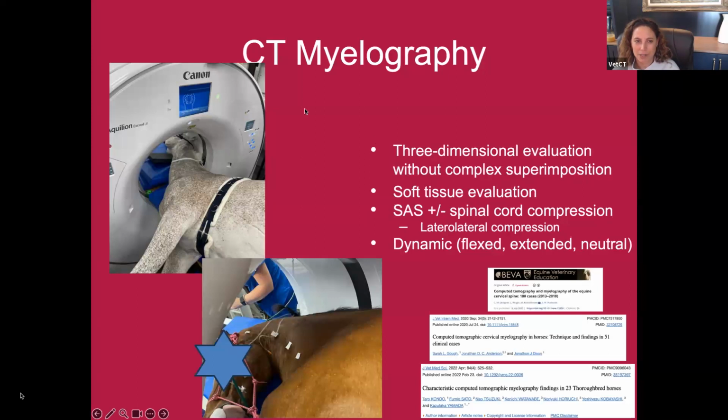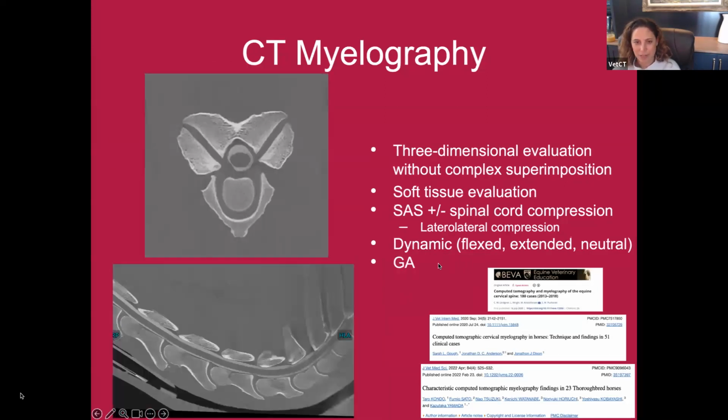Not all scanners are able to do this, but in our scanner, we're able to get dynamic views, so flexed, extended, and neutral positioning of the neck, although we're still doing radiographic dynamic views as well, just to gain more information, but we can take them through their range of motion. So pretty exciting, a very recent development. And this is an example of a horse that had degenerative changes of his facet. So we can see that the right articular process joint is larger than the left.